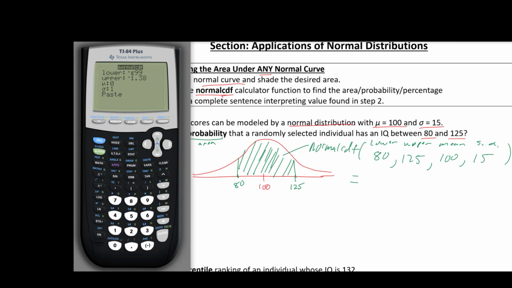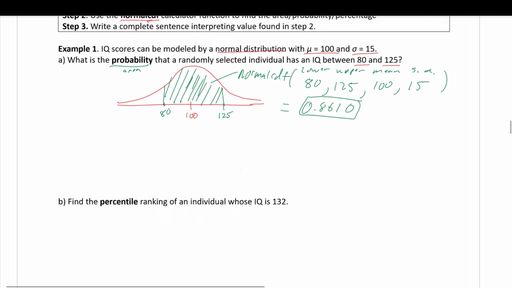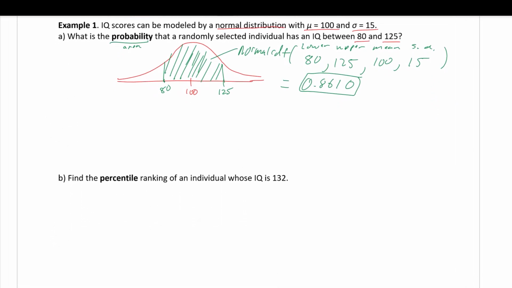Okay, so I have an 80, 125. The mean is 100, and the standard deviation is 15. Put that in correctly. Press enter, and we get 0.8609. If we round to 4 decimal places, we get 0.8610. Find the percentile ranking of an individual whose IQ is 132.